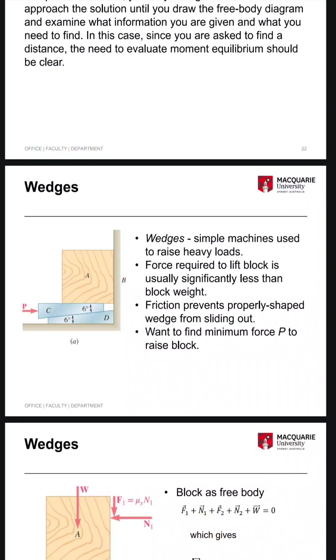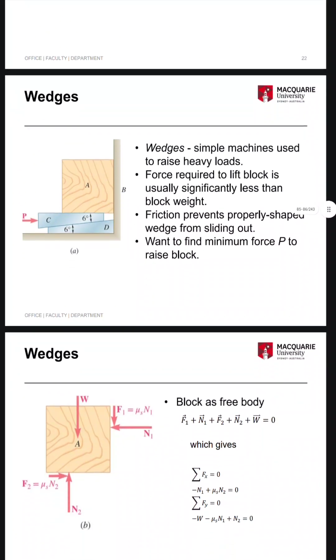Wedges. Simple machines used to raise heavy loads. Force required to lift block is usually significantly less than block weight. Friction prevents a properly shaped wedge from sliding out. Want to find minimum force P to raise block.